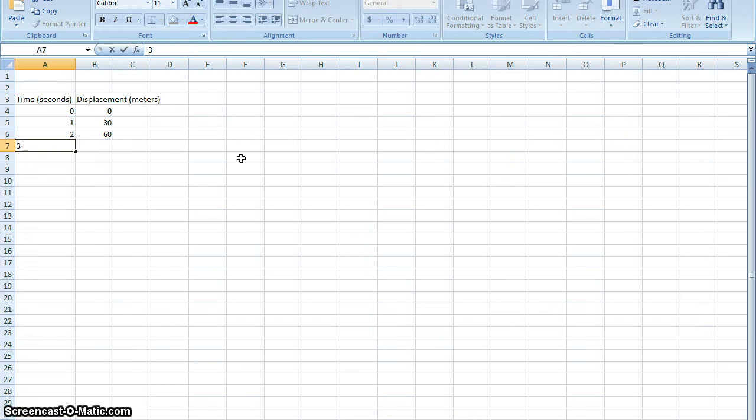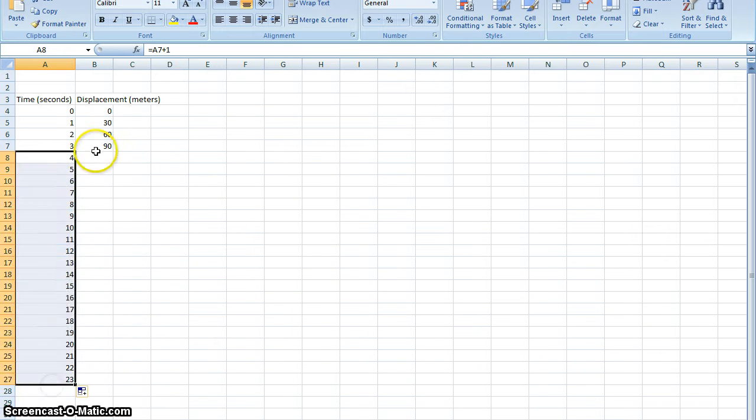At 3 seconds, I can actually put this in as an equation: equals that cell right there, so I'll click this cell, times 30. And let's say I want to make this cell equal to the one above it plus 1. I can drag that out. And you see here that I've already got some points.